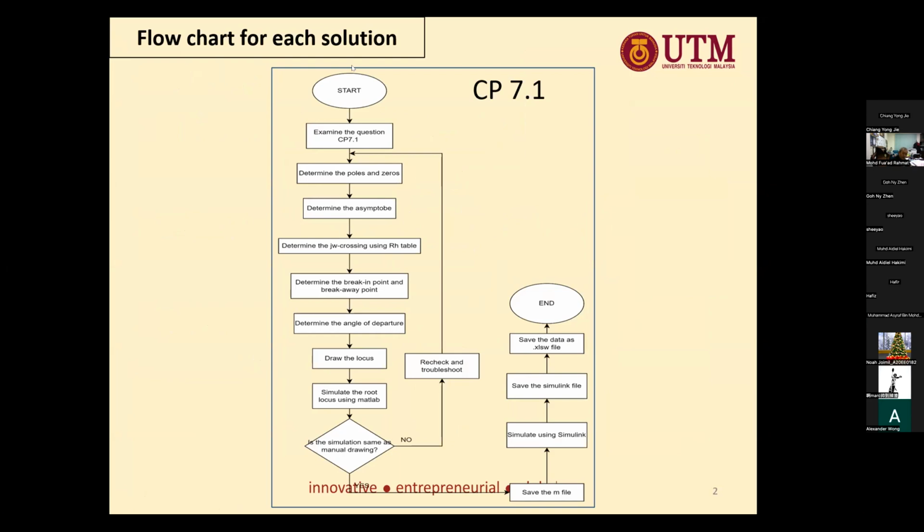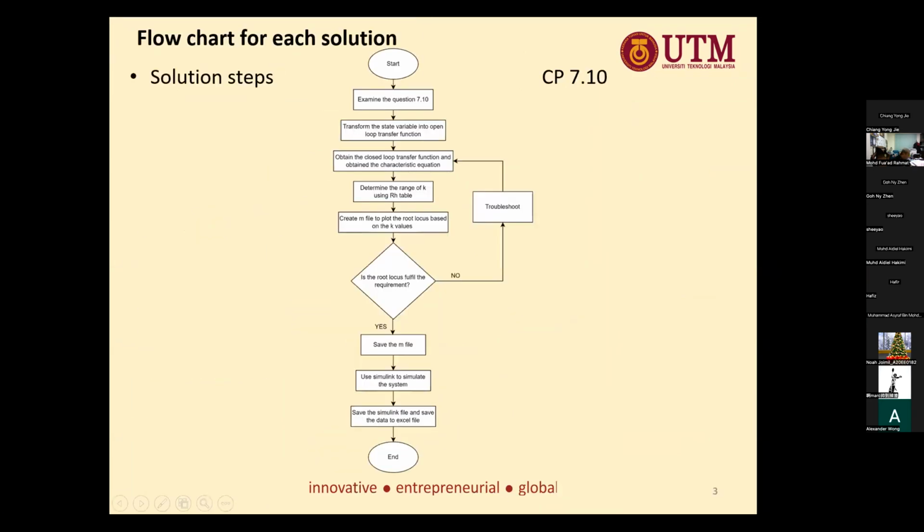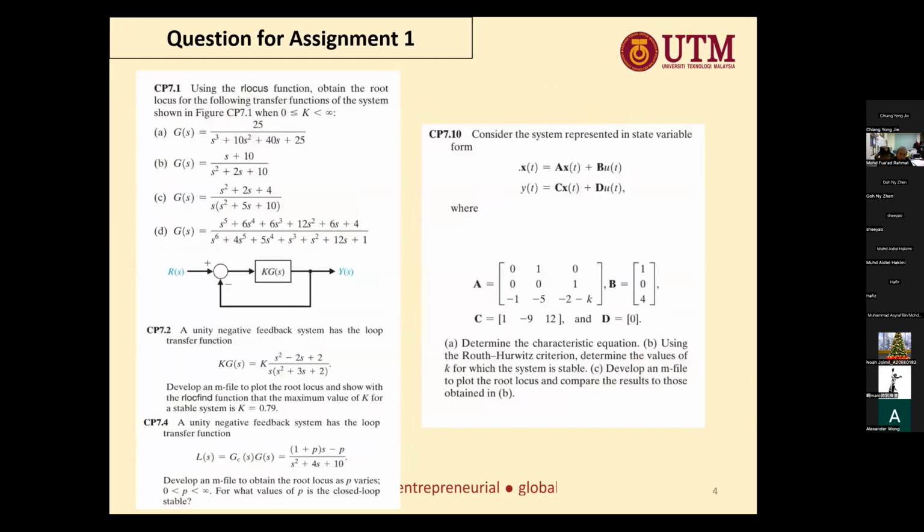Slide. Okay. Okay, proceed. Continue. Okay, so this is the flow. Where is the question? Question is here. Oh, sorry, just now I put the wrong arrangement. Oh my god. Okay. Okay, but the first one, here is the question, 7.1 until 7.10. Right. First one. Okay.